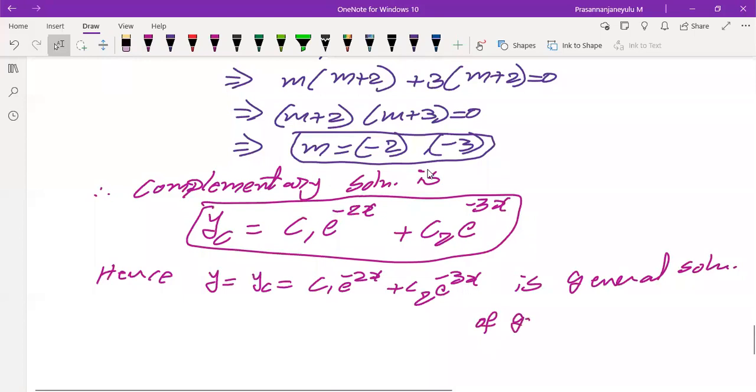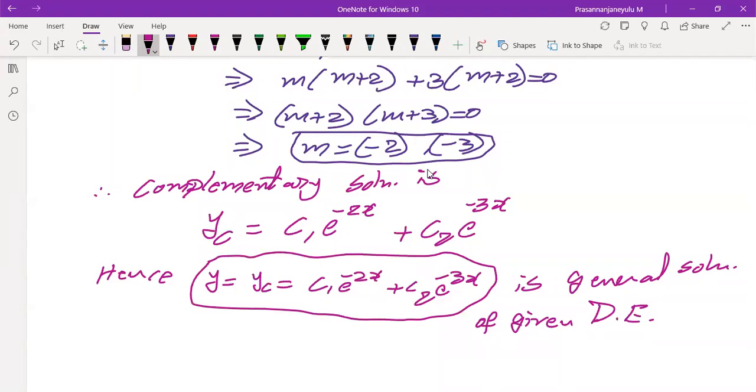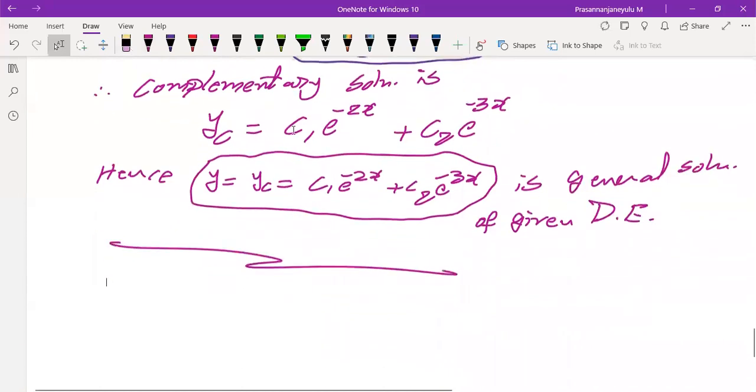That's enough. This is only a homogeneous linear differential equation. But while we discuss non-homogeneous, there we'll discuss YP. Okay, this is the general solution of the given differential equation. Clear? Any doubt? Okay.